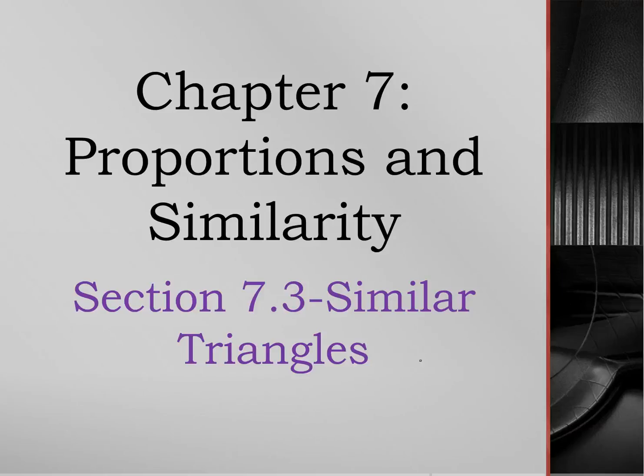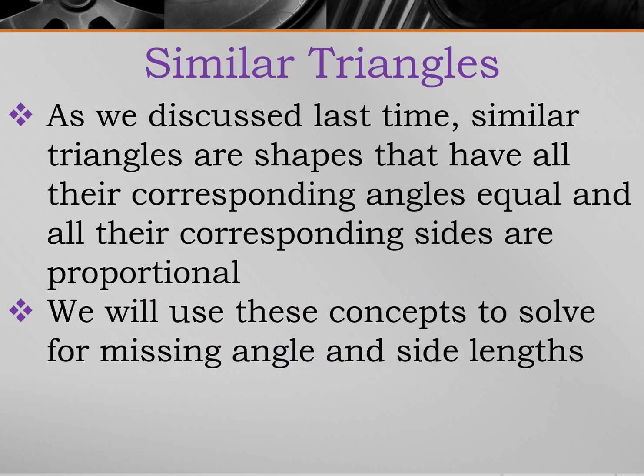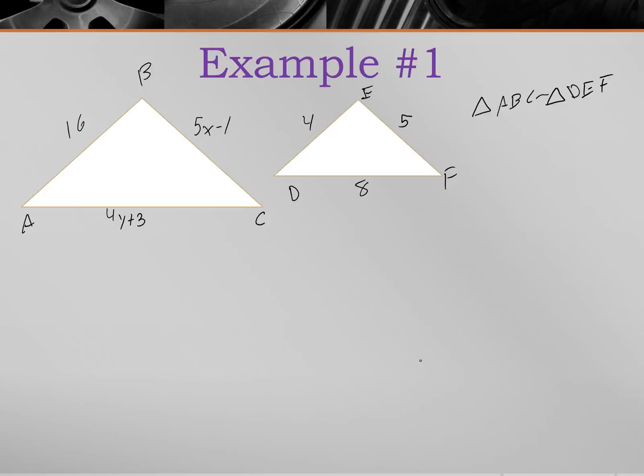Alright, so the next section in Chapter 7, section 7.3, we're going to only focus on similar triangles. We're going to continue our work from last time where we set up different equations for our angles and proportions for our sides to solve for missing variables. So again, we're going to use these concepts to solve for what we need to do. The key is using the similarity statement to set up which angles are equal and which sides are proportional. So for example number 1, we have triangle ABC similar to triangle DEF.